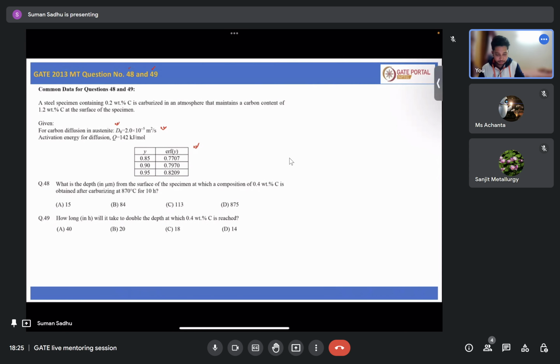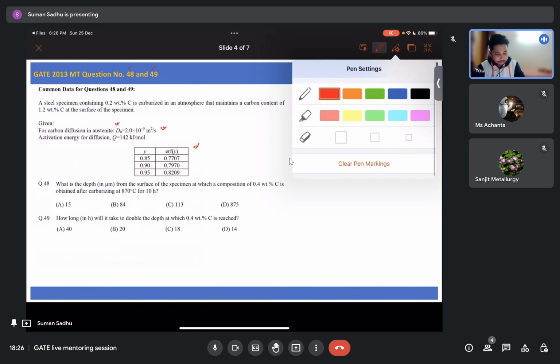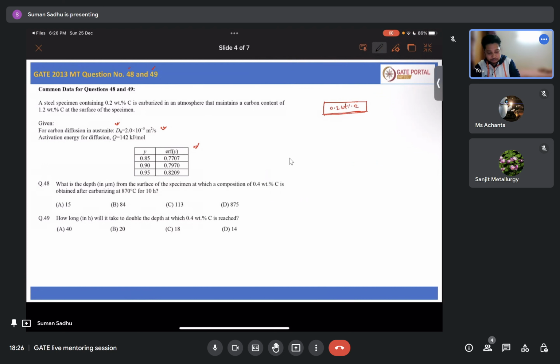Okay, so let's say this is your specimen, which is having 0.2 weight percent of carbon. Now carburizing is taking place. So when carburizing is taking place, at the surface of your specimen a 1.2 weight percent carbon concentration is maintained. So let's say here a carbon concentration of 1.2 weight percent is maintained.